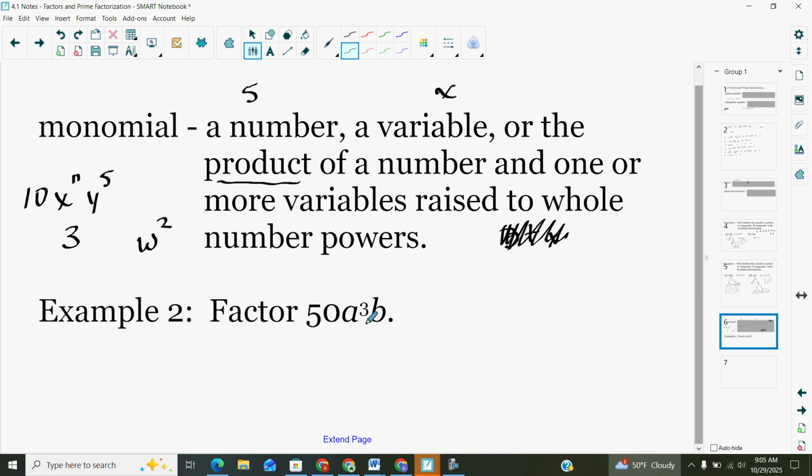And then the last example here asks us to factor 50a to the third b. 50a to the third b. The number part, we do the same. 5 times 10, 5's prime. 2 times 5, 2's prime, 5's prime. 2 times 5 squared. Nothing new there. The variable part, we just list it out. a to the third, we write as a times a times a, and b, I just write as b.